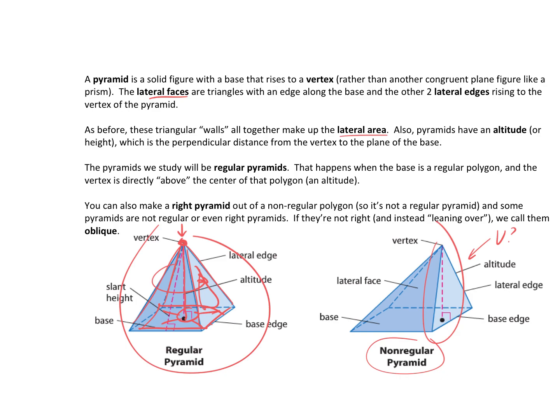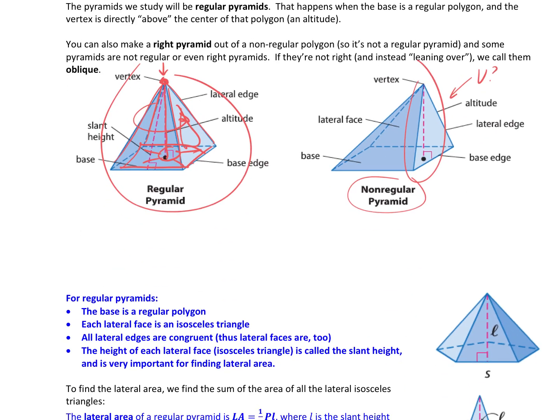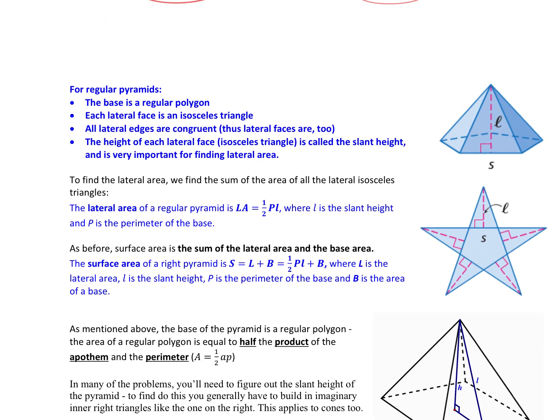Okay, so for regular pyramids, here's some things to remember. If they say regular pyramid, that implies a lot of things. First of all, the base is a regular polygon. And the thing is standing straight up over the center, so it's also a right pyramid. They're all congruent isosceles triangles. All these lateral edges are congruent because they're all congruent triangles standing up like that. So that makes it very easy to deal with.